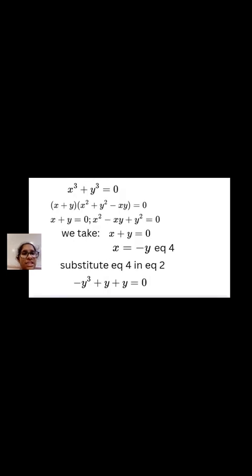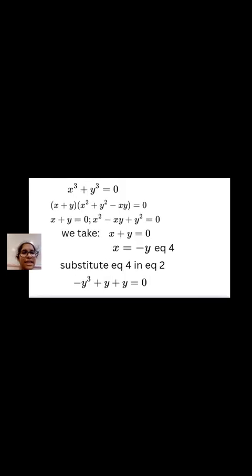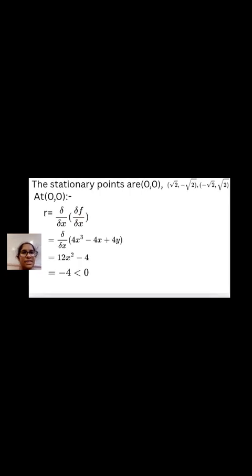When y = 0, substituting in equation 4, we get x = 0 also. When y = root 2, substituting in equation 4, we get x = minus root 2. When y = minus root 2, substituting in equation 4, we get x = root 2. Next, we got the stationary points: (0, 0), (root 2, minus root 2), (minus root 2, root 2).